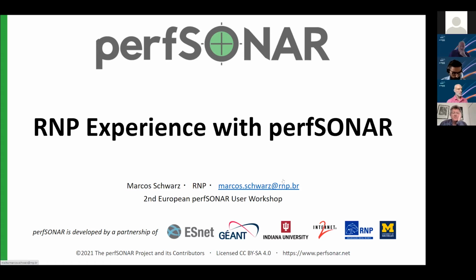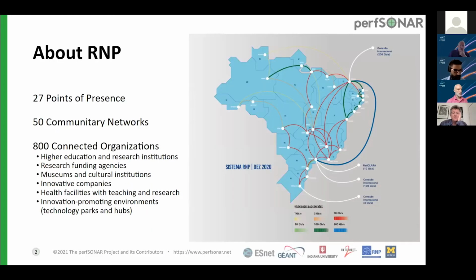So initially, about RNP. We are the National Research and Education Network from Brazil. We are composed of 27 points of presence that connect all the states of our country. We also help to build the community networks that are responsible for metropolitan regions in the country. And our goal is to connect more than 800 institutions around the country of education, research, and innovation.